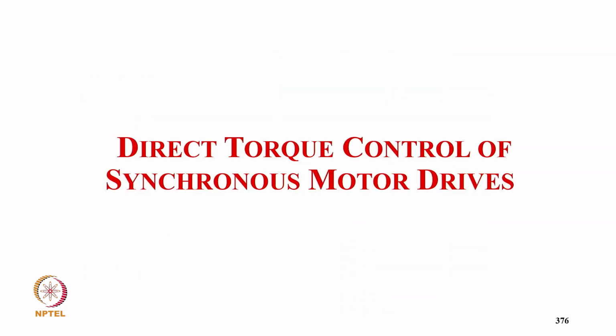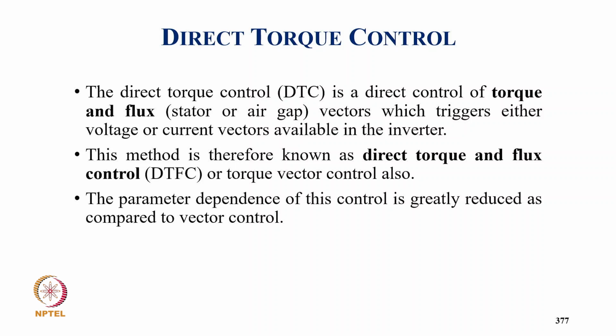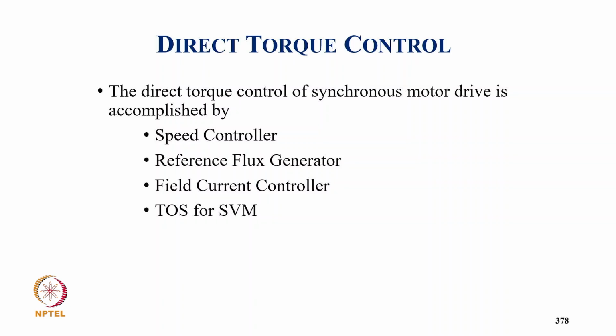So coming to direct control of the synchronous motor drive. The direct control is a direct control of torque and flux, stator or air gap flux, which selects either voltage or current vectors available in the inverter. This method is therefore known as direct torque and flux control or torque vector control also, and the parameter dependence of this control is generally reduced as compared to vector control. So direct control of the synchronous motor drive is accomplished by speed control, reference flux generator, field current controller, and table of optimal switching for the space vector model.